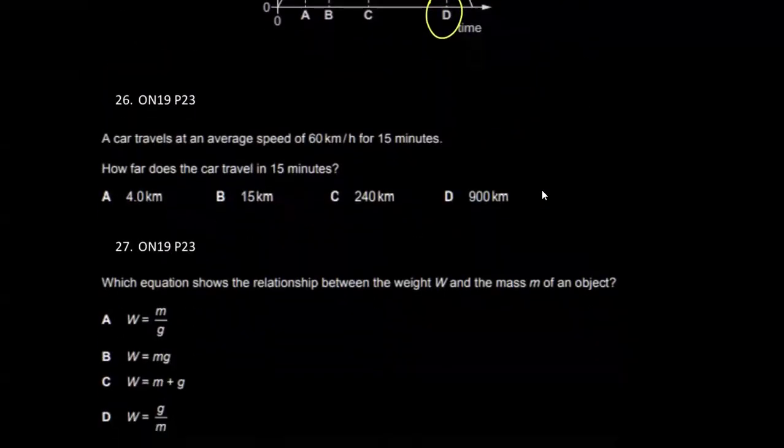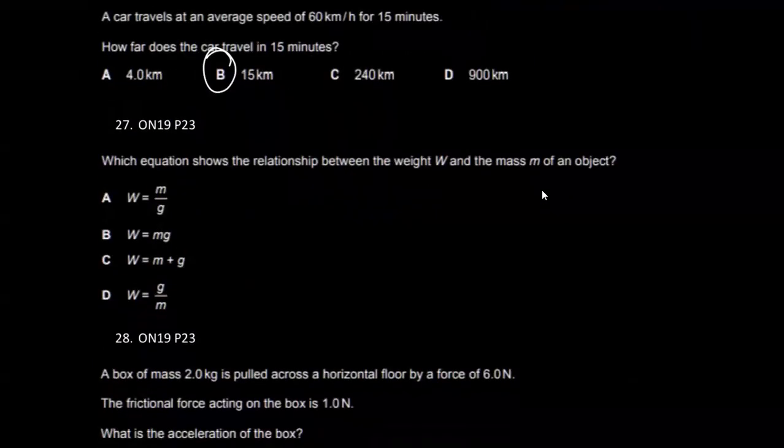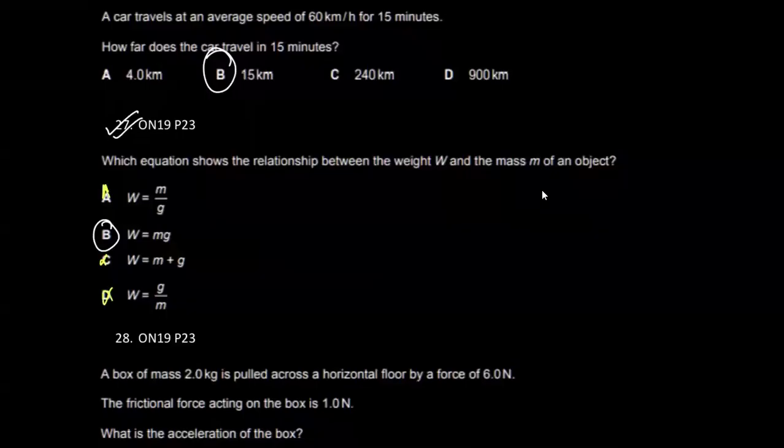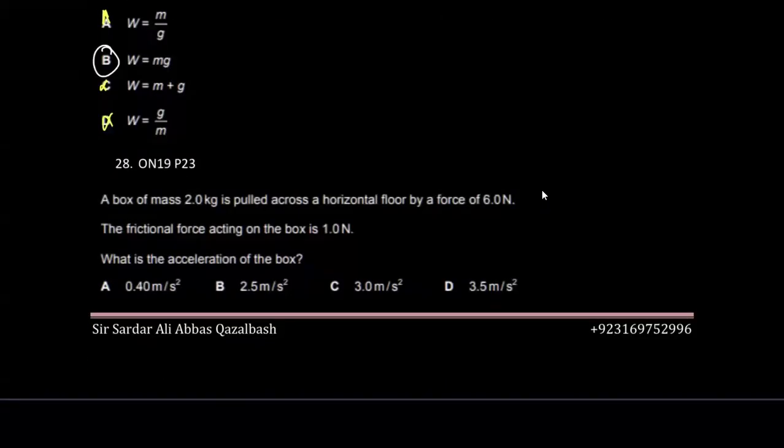Question number 26 again repeated, so I'll skip this. Question 27. Which equation shows the relationship between the weight W and the mass of an object? We all know it's B. I do not need to explain this. Guys, I want everyone to be contributing. Be active. This is how you learn. We did this question. Again, the answer is B.